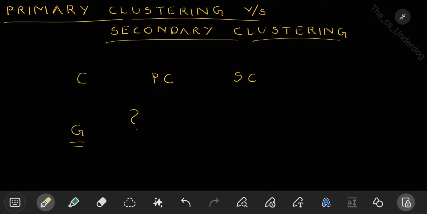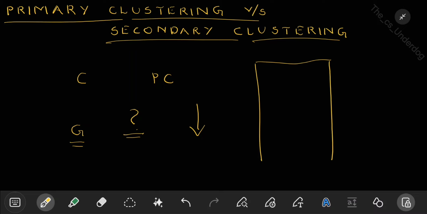What is the problem with formation of groups of occupied slots? The problem is such clusters always degrade the performance of your hashing operations. Let us understand this from a hash table. Let us say this is your hash table.